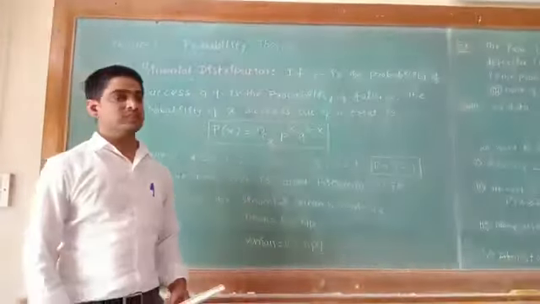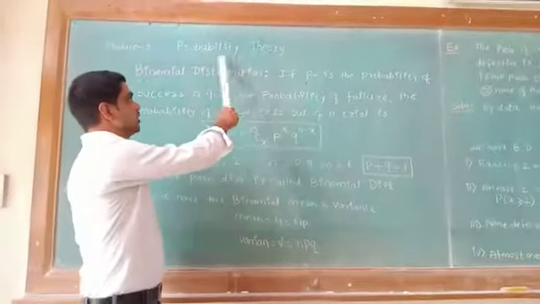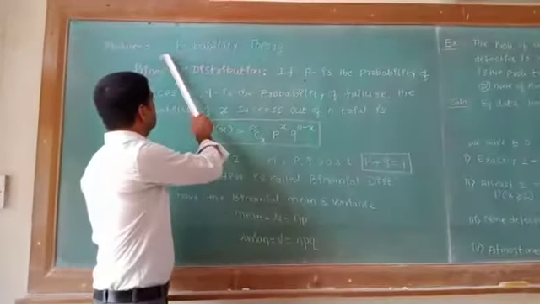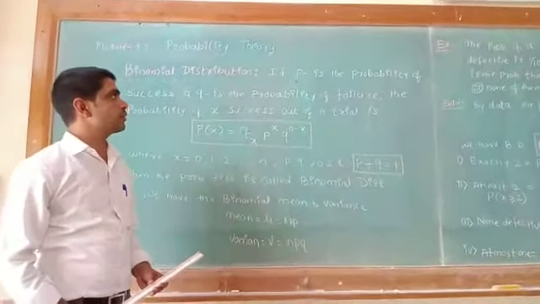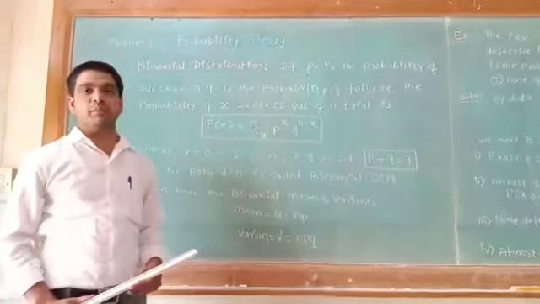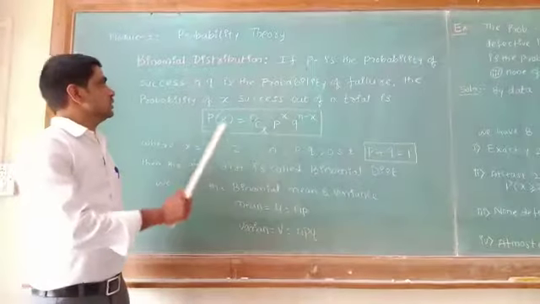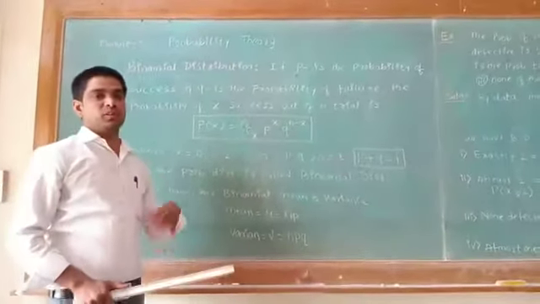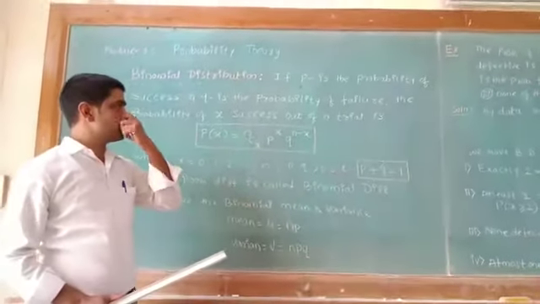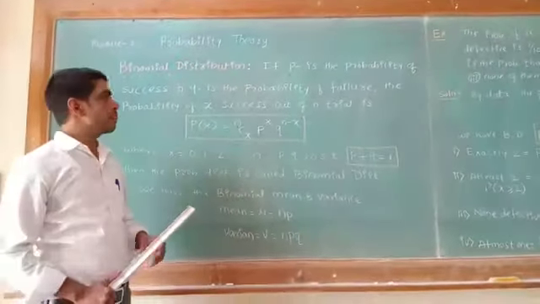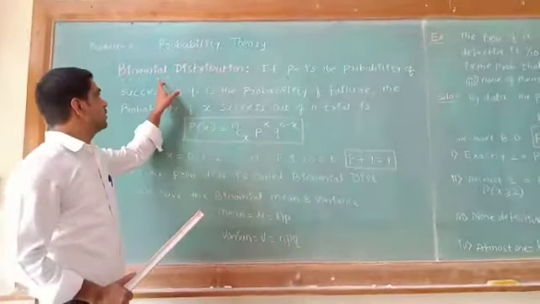Welcome back, dear students. So we discuss the probability theory, that is module 3, probability theory. In the last video we discussed the discrete probability distribution. In discrete probability distributions, if the outcomes are finite in number, then we can say that it is a discrete probability distribution. In discrete probability distributions, two concepts we can apply, that is the binomial distribution and the Poisson distribution.